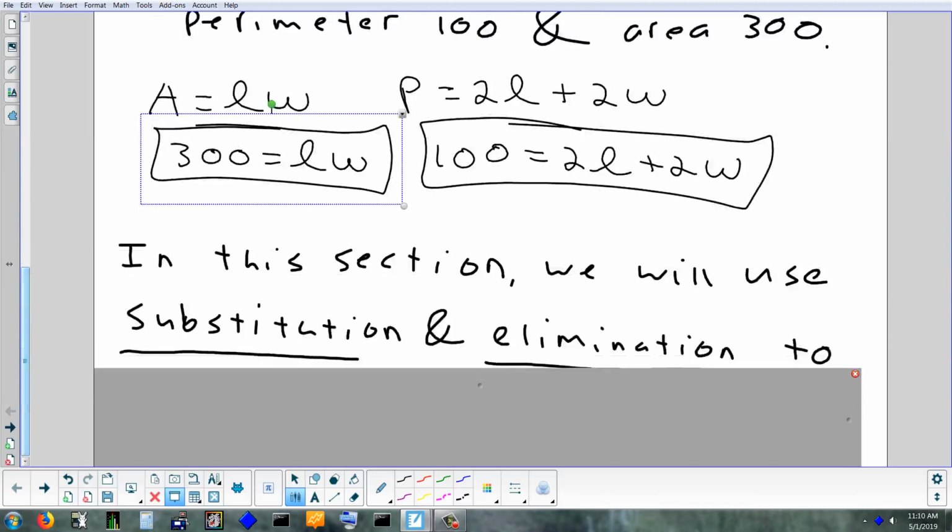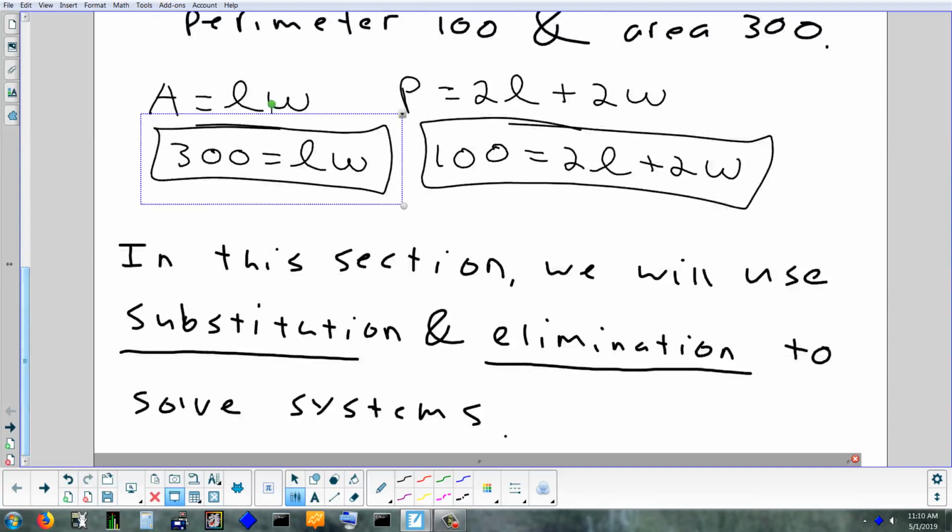Just set up the system. So the 2 methods that we're going to look at for solving systems in this section are substitution and elimination. Only one of these methods would really be good for this problem. Anybody know which one would be the right method here? Yeah, it would be substitution.